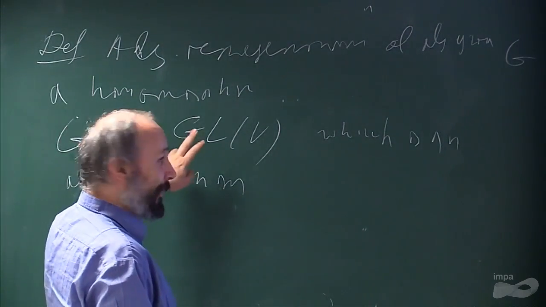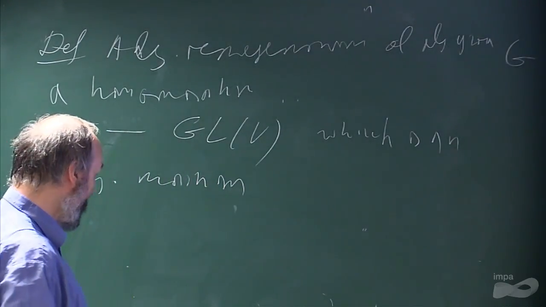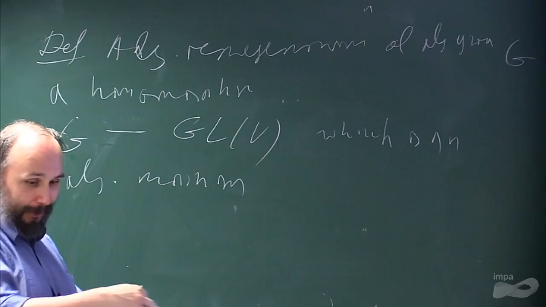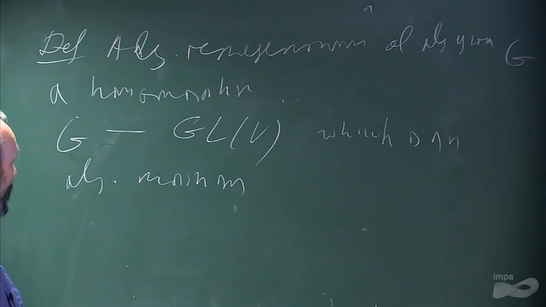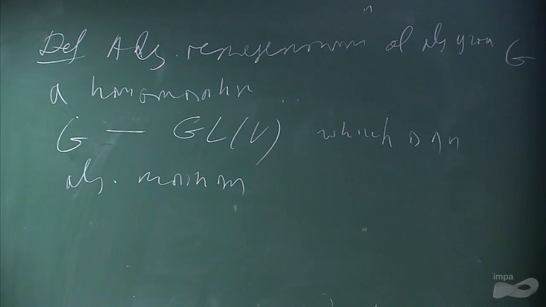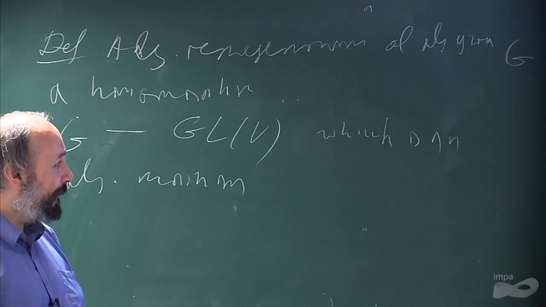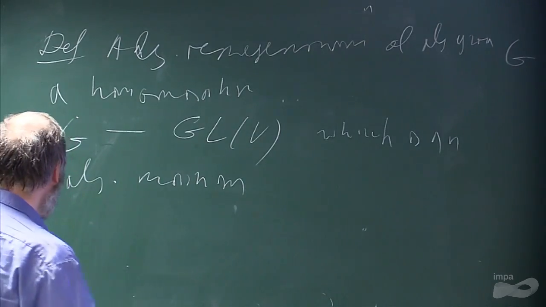This is actually why I needed GL to define GL as an algebraic group. Otherwise, we would somehow lose the category of algebraic groups. So what is the representation? It is a homomorphism to GL. An algebraic representation is an algebraic homomorphism to GL, so it's a homomorphism of algebraic groups. Okay, now theorem.